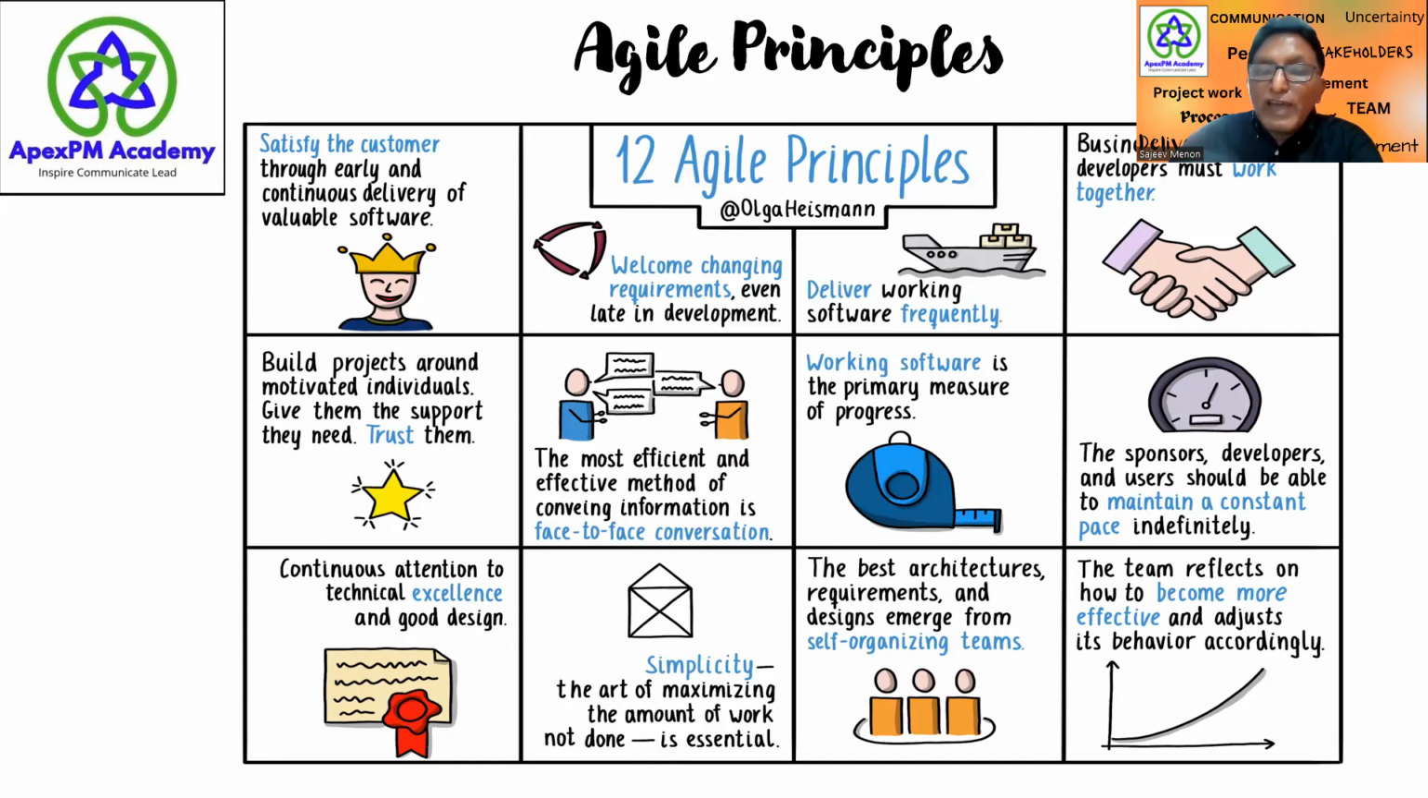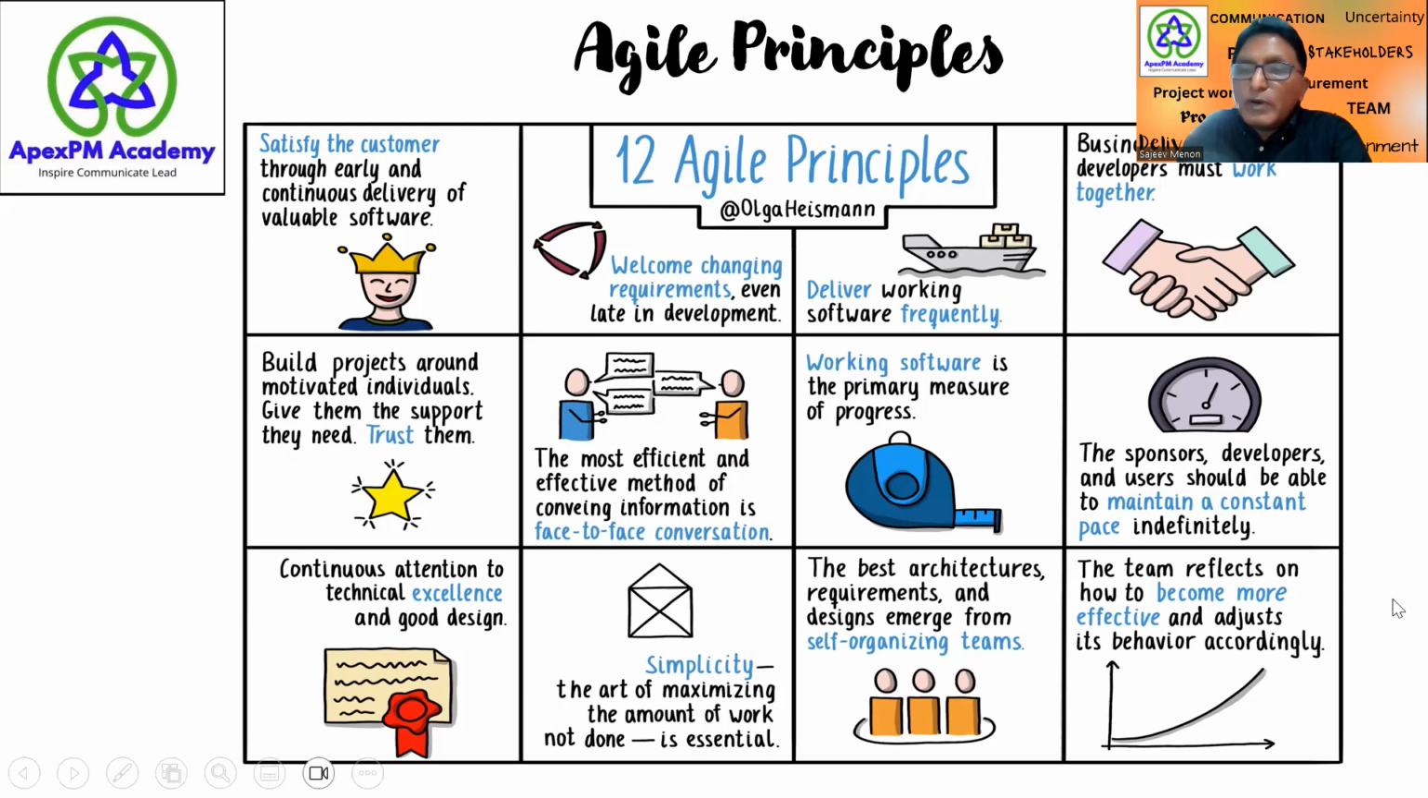The sixth one is about face-to-face conversation. The most efficient and effective method of conveying information is face-to-face rather than through email or any other messaging method. The seventh one is that working software is the primary measure of progress. Working software means you have something of value towards the end of every iteration so that you can demo to the customer that this is our minimum viable proposition or prototype.